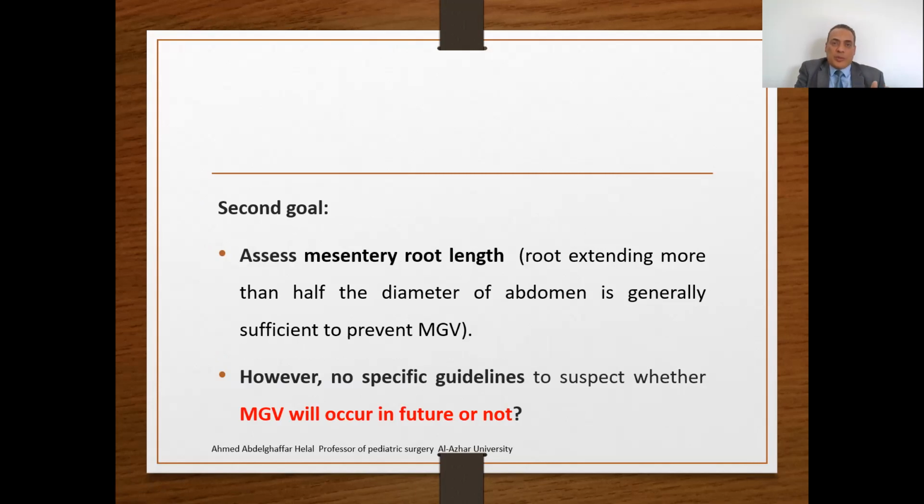So during laparoscopic exploration, the surgeon must assess the mesentery root length. If the root extends more than half the diameter of the abdomen, it is generally sufficient to prevent mid-gut volvulus, and some authors claim that Ladd's procedure is not necessary in such cases. However, there are no specific guidelines to suspect whether mid-gut volvulus will occur in the future or not. So it is still a debatable matter.